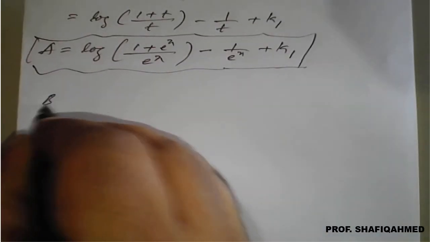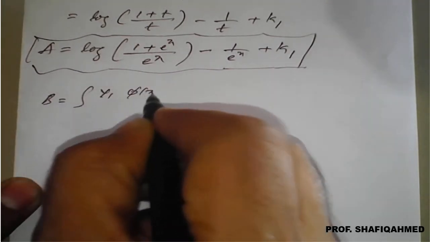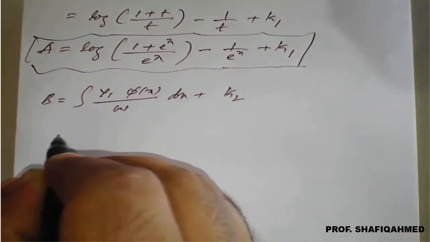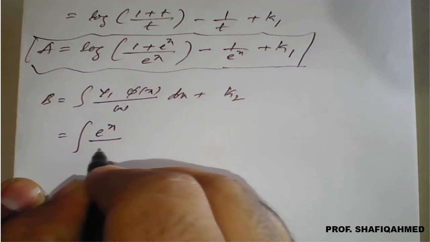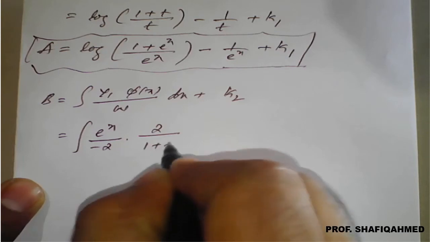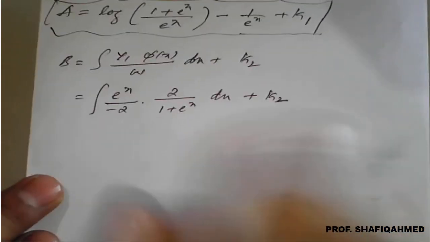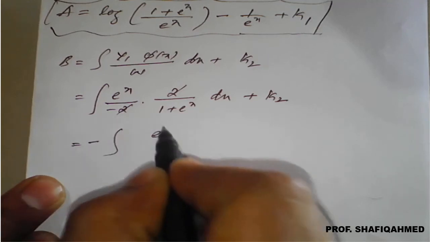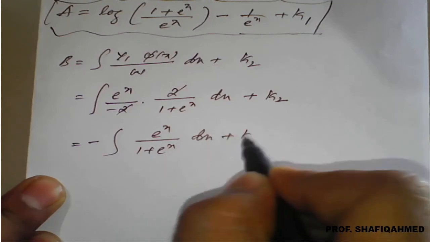B value is, so b is nothing but integration of y1 phi of x divided by w into dx plus k2. Integration of y1 value is e raised to x upon minus 2 into 2 upon 1 plus e raised to x into dx plus k2. Now this 2 and 2 cancel, minus sign left, that minus I will take outside. So we will get e raised to x upon 1 plus e raised to x into dx plus k2.